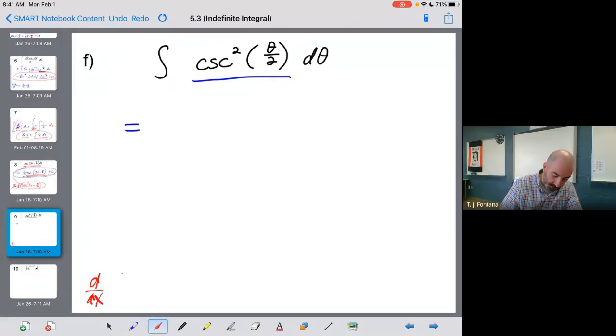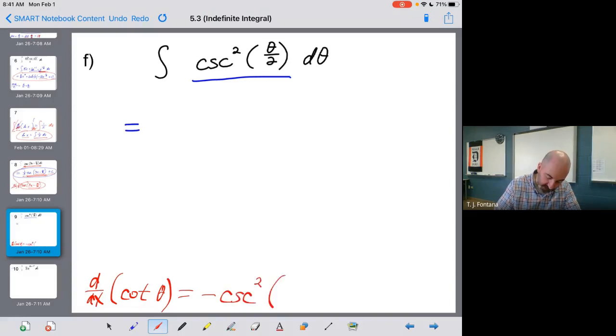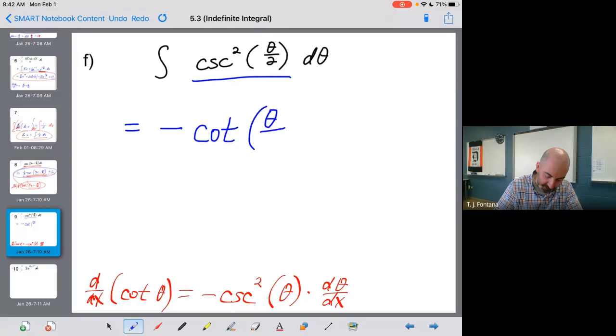I think so, yeah. So one of those 6 that we learned was that the derivative with respect to x of the cotangent of, let me just call this theta right here, is the opposite of cosecant squared of the same angle, theta, times the derivative of that angle, d theta dx. And that is almost what we have right here, except for the negative. So that just means that our answer is going to begin with a negative sign to balance that out. The antiderivative of cosecant squared is going to be the opposite of cotangent of the same angle, which remains theta over 2.